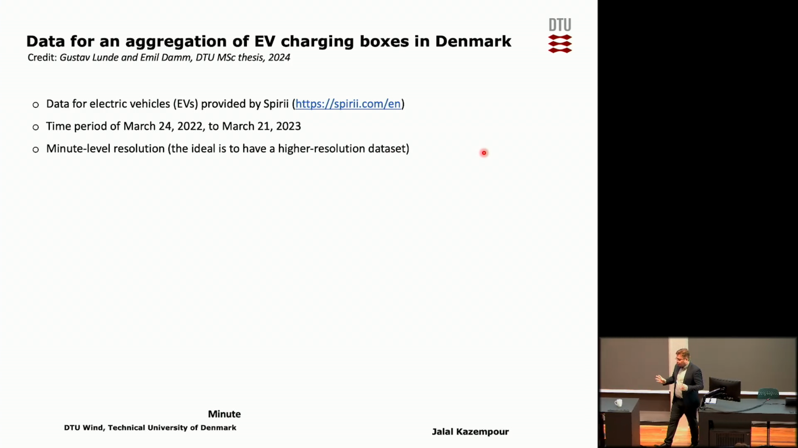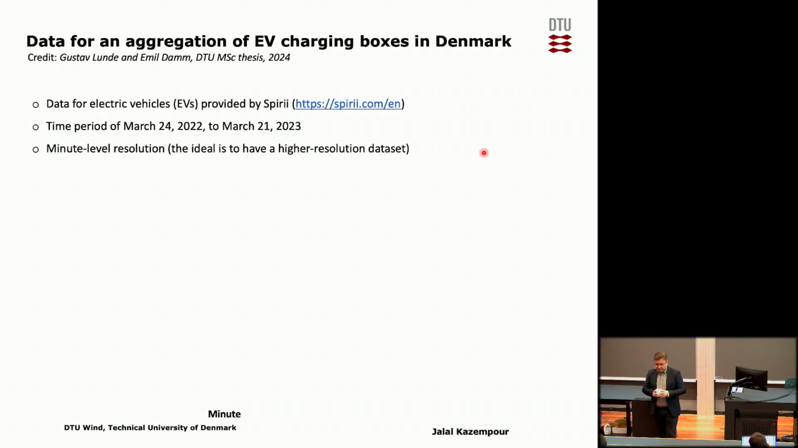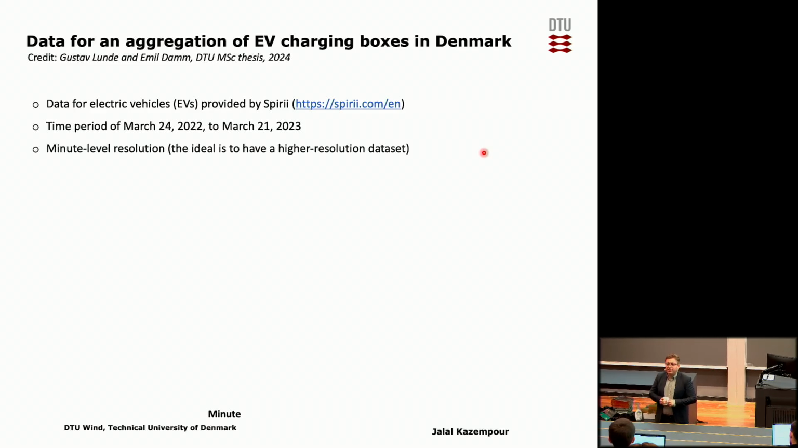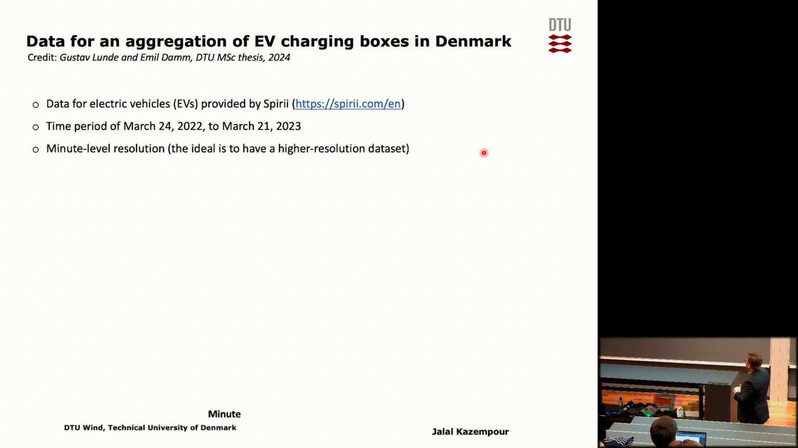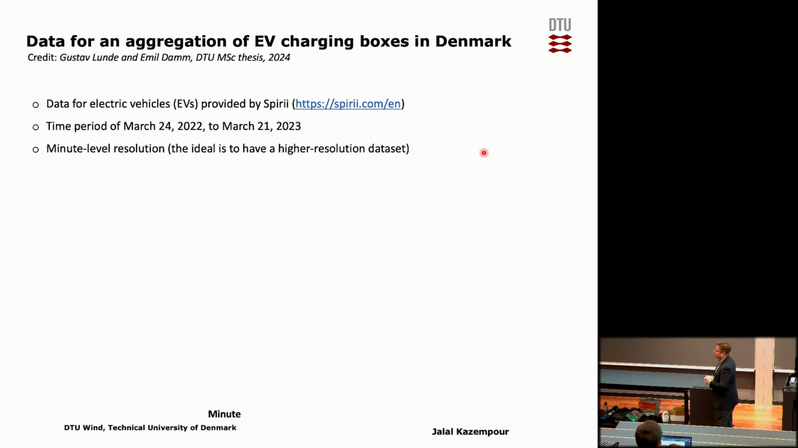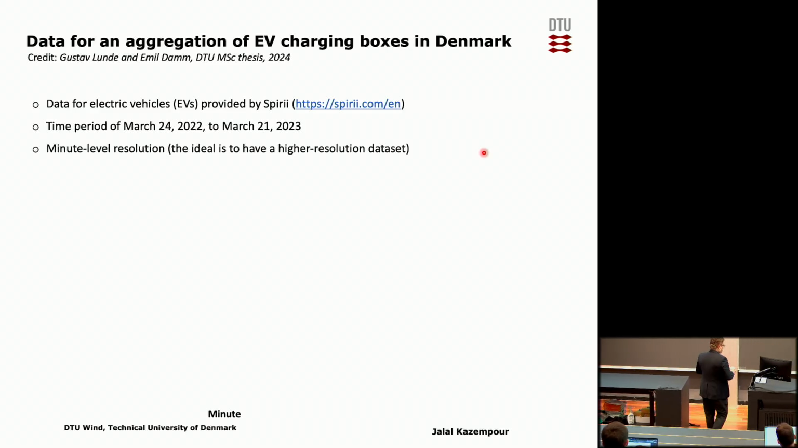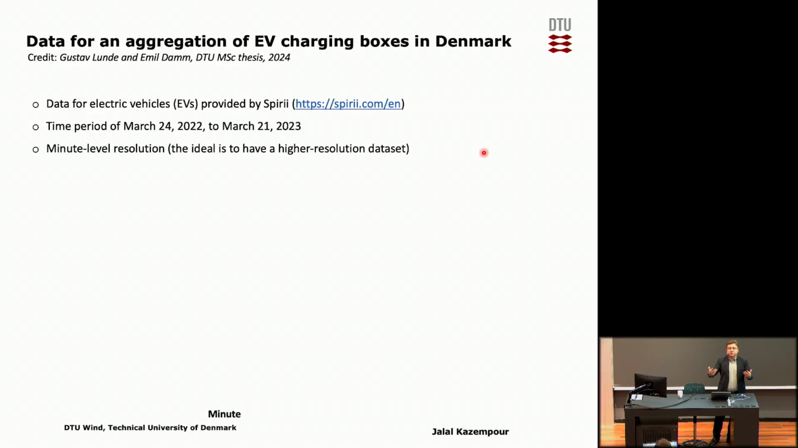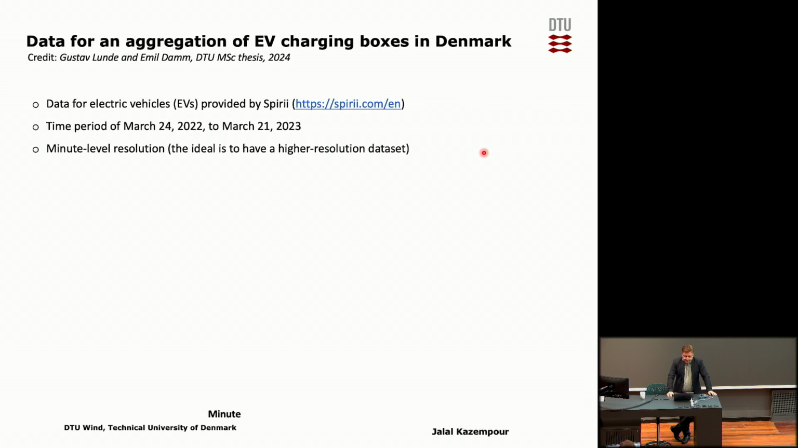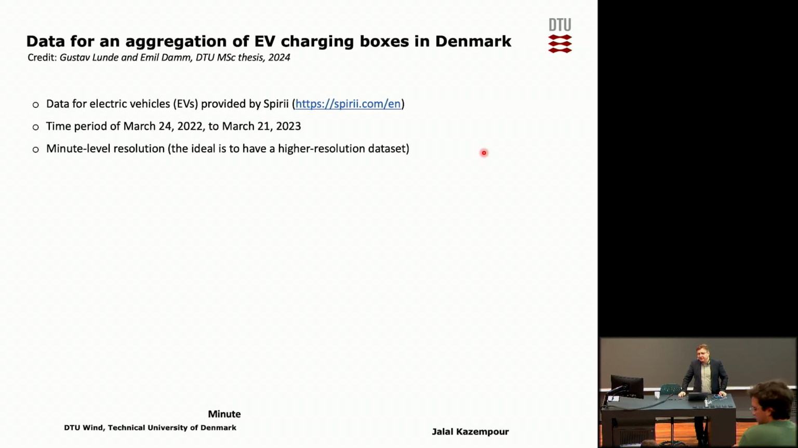The work I present is based on the master thesis of two gentlemen, Emil and Gustav, under supervision of my former PhD student, Peter Gade, and myself. The first thing Gustav and Emil did was contact Spiri. It's an EV smart charging developer. They don't have any assets. They provide services, software solutions. And they got information for, I think, 1,400 EVs, the consumption data, the historical data, from March 24, 2022 to March 21, 2023. So we got that data.